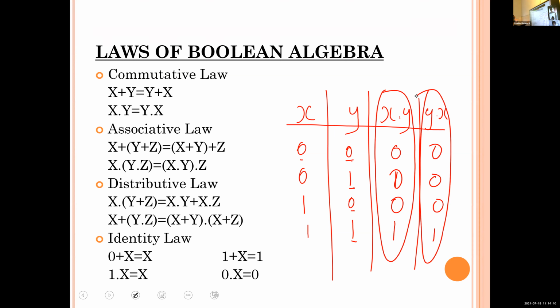Okay. So the first law of Boolean algebra is commutative law. In commutative law two laws are there. First one is based on OR gate and second one is based on AND gate. The first law is based on OR gate, x plus y is equal to y plus x. Then x dot y is equal to y dot x. Then draw the logic circuit for first law.